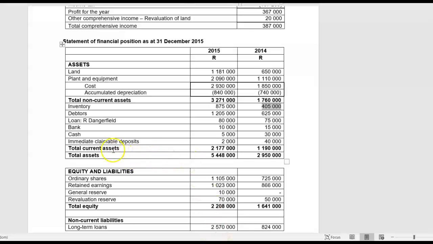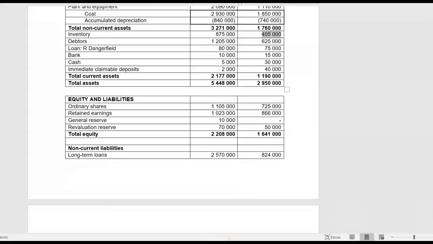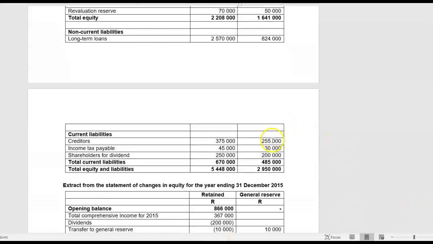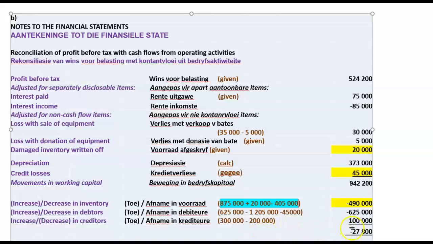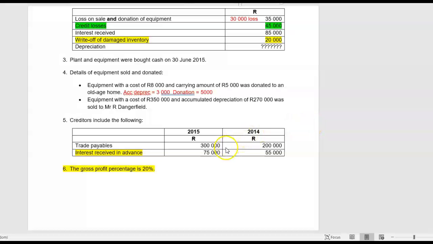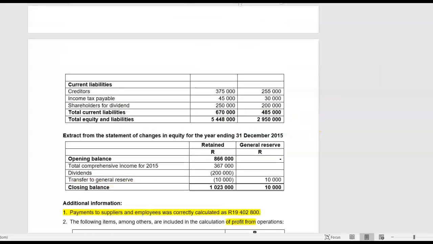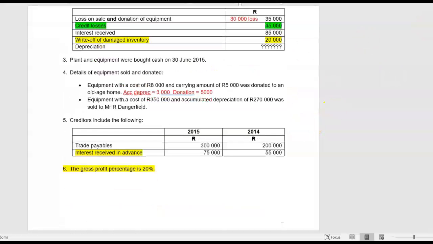The other one that's still left is our creditors. And our creditors, there was also quite a substantial increase in creditors for the year, and that increase will represent an inflow of cash equals to the amount of 100,000 Rand. Now the total creditors on the statement of financial position was 375,000 and 255,000 for last year.